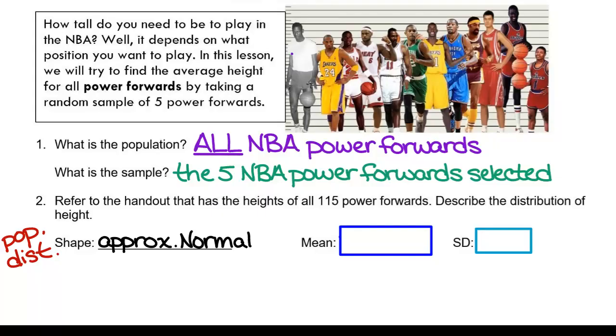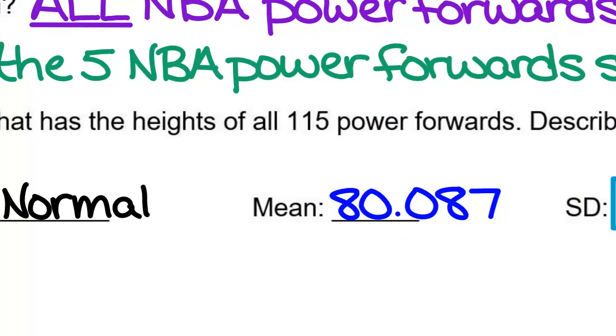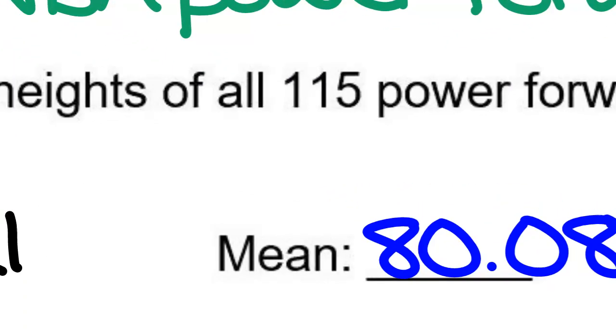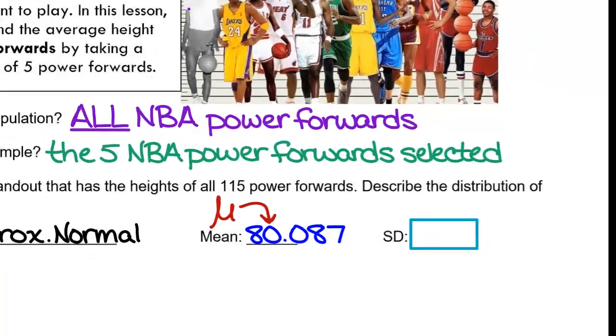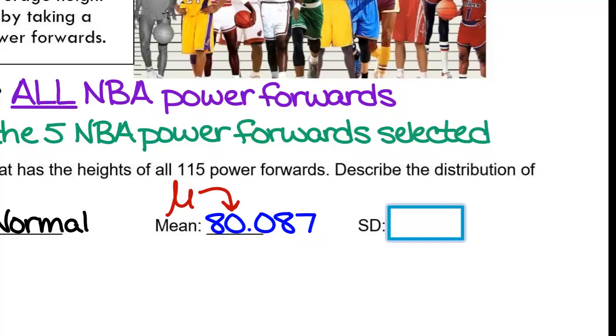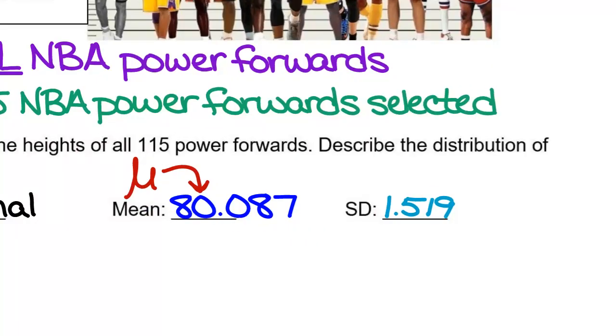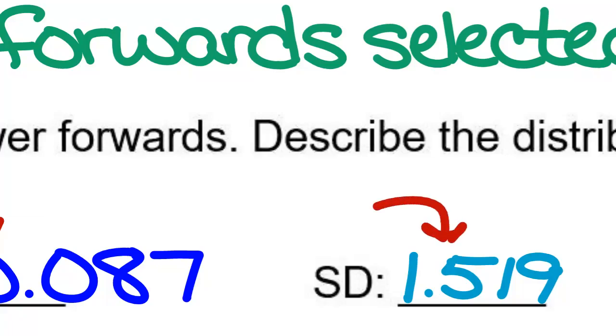If you look at the summary statistics, you can find the mean. What is the mean for the heights of all the power forwards? 80.087. Is that a sample mean or is that the population mean? That's the population mean, so that's mu. That's not x bar, that's mu. What's the standard deviation? 1.519. Is that population standard deviation or sample standard deviation? Population. So what do we use to represent the population standard deviation? Sigma.